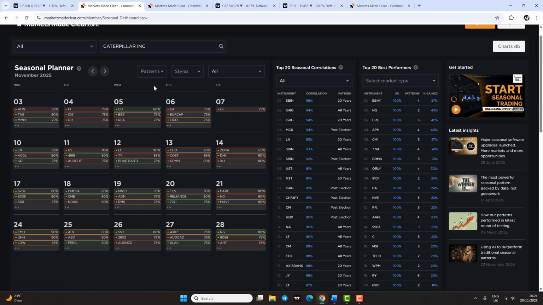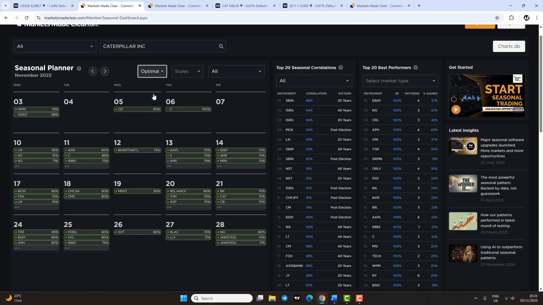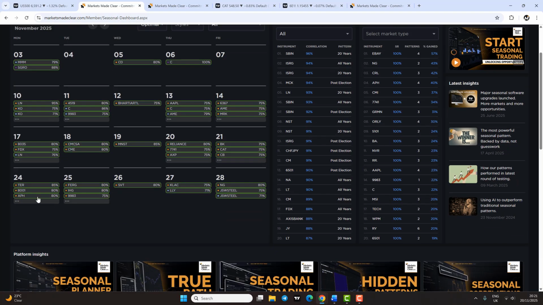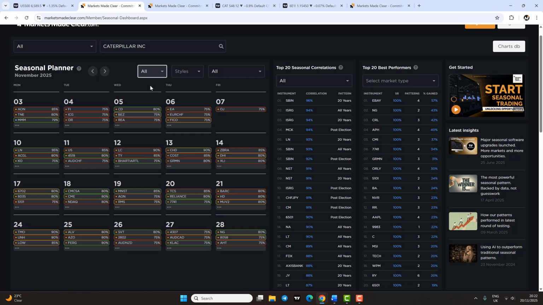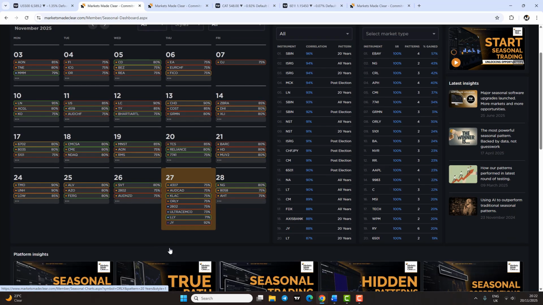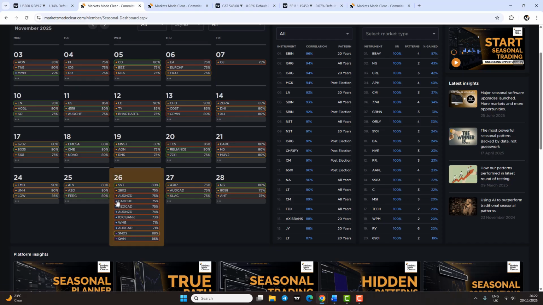I said earlier on to focus on green, so that green is the correlated markets. We can reduce that list by looking at only optimal. That shows us only the green ones. And I would recommend, if you are new to seasonal trading, that you just focus in on the greens. That makes the list a little bit more manageable. But if you've got more time and you're a little bit more experienced, I don't mind you digging into some of the others, but certainly starting off, it helps to make the list more manageable.